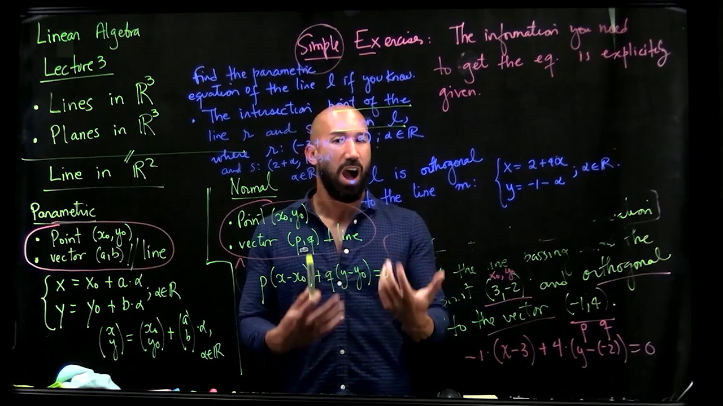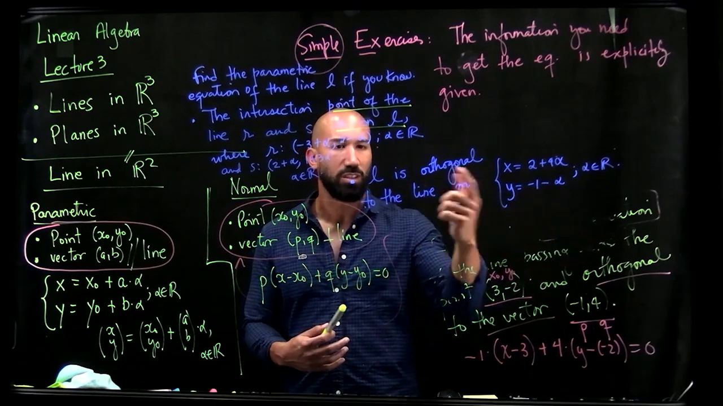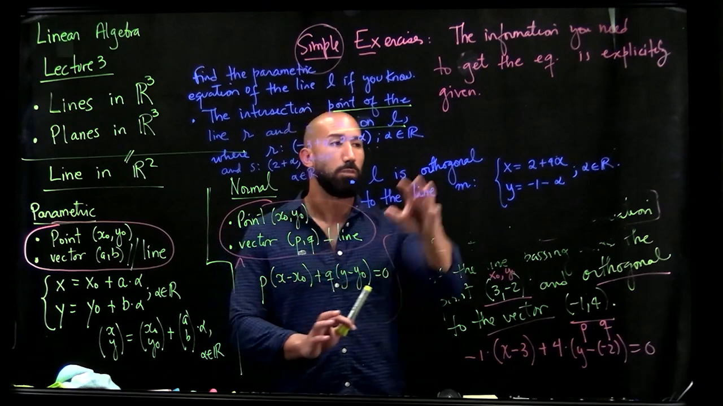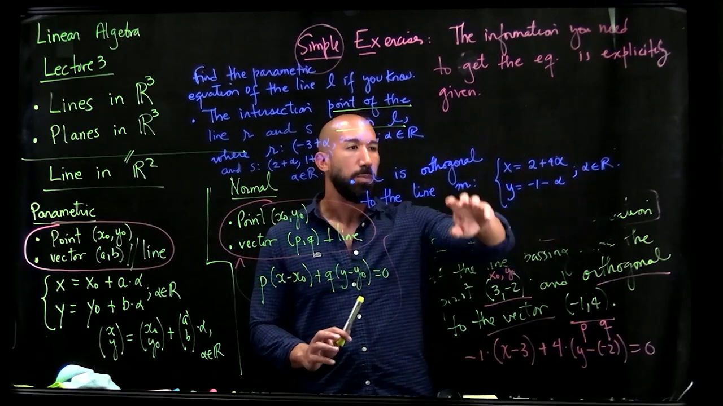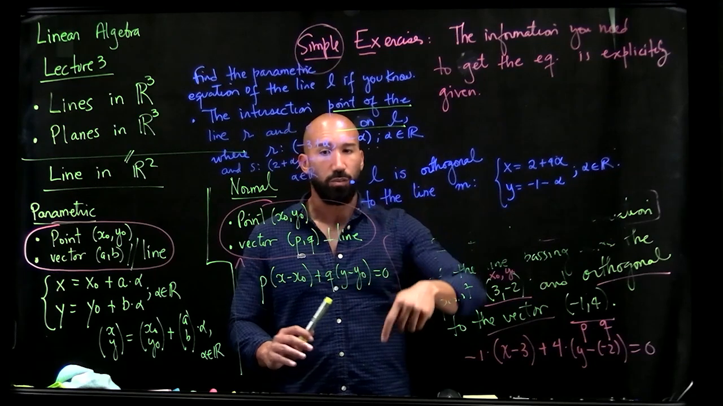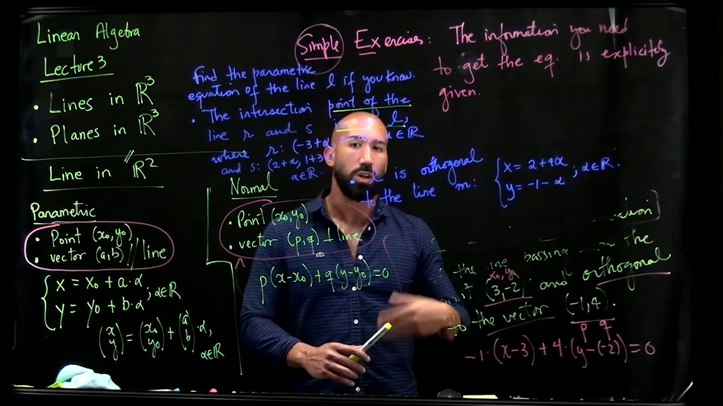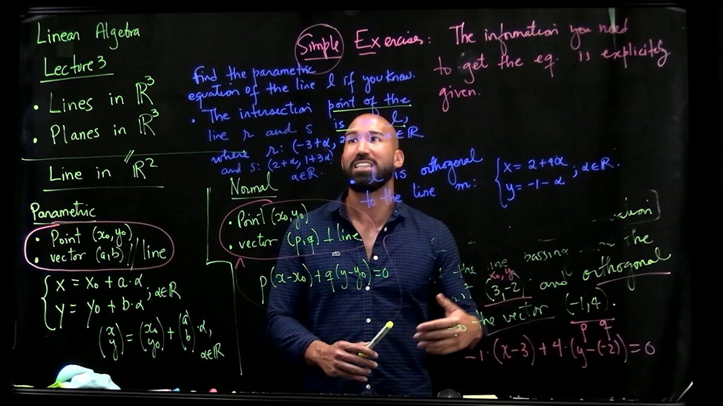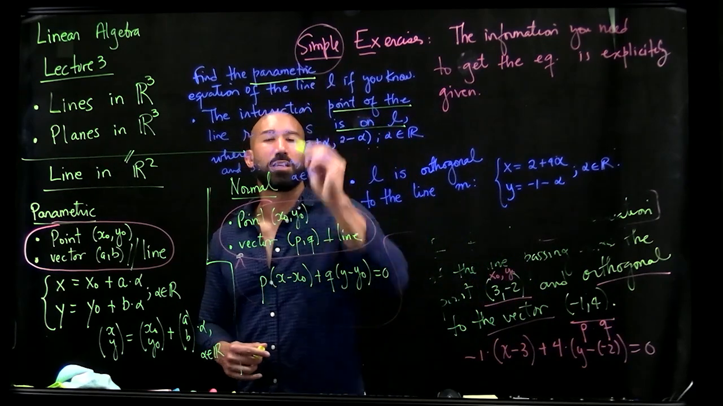But again, we don't have explicitly a vector that is orthogonal to L. So somehow we are gonna be able to get a vector here that is gonna be orthogonal to L. And if we have a vector that is orthogonal to L, we are gonna be also able to get a vector that is parallel to L. That is what we need.